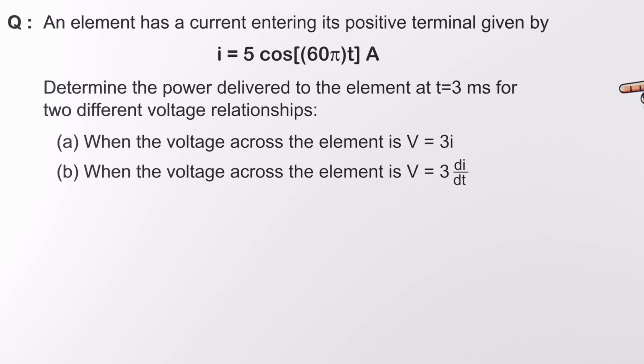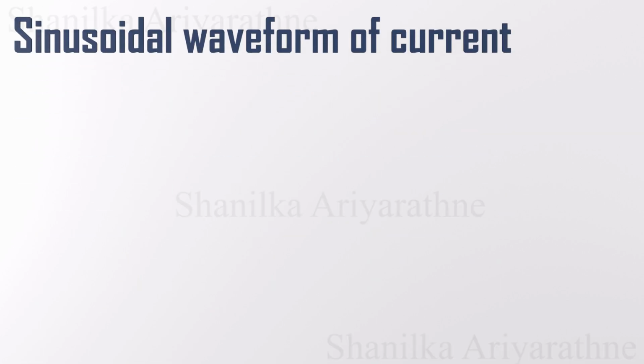The current we're given isn't constant. It follows a cosine function. But before we dive into the math, let's pause and ask, where do waveforms like this actually come from?